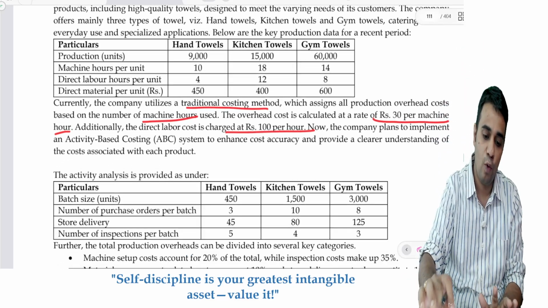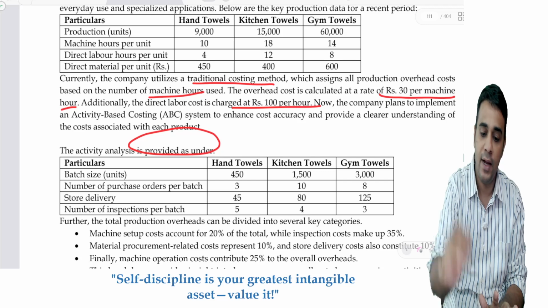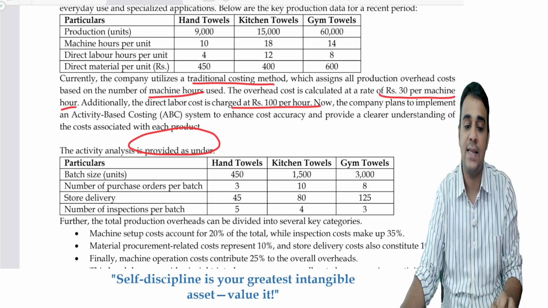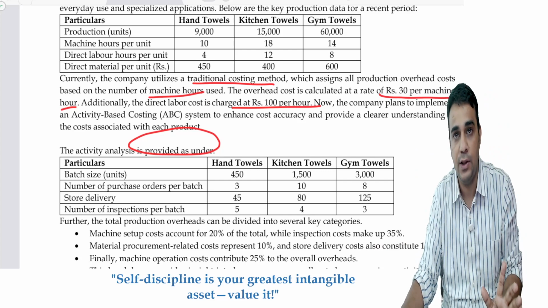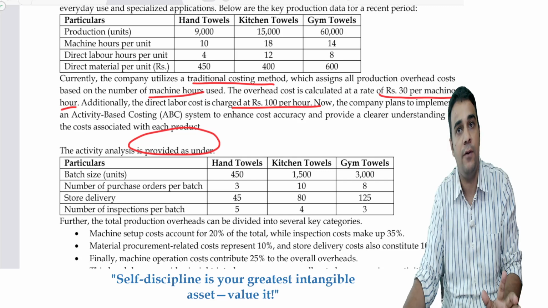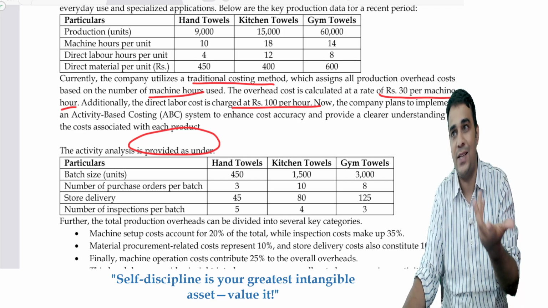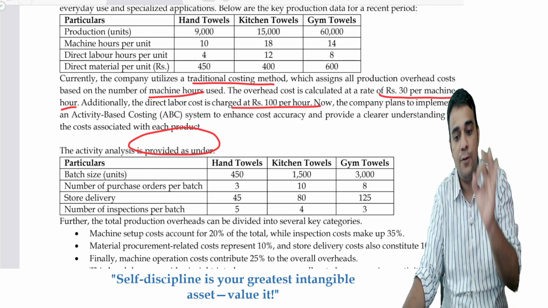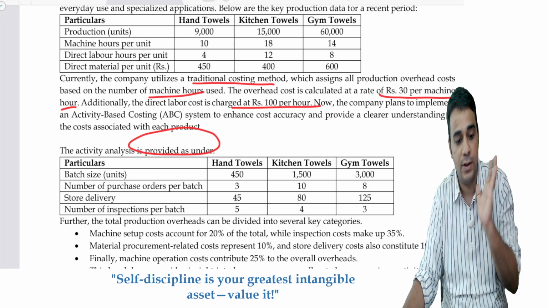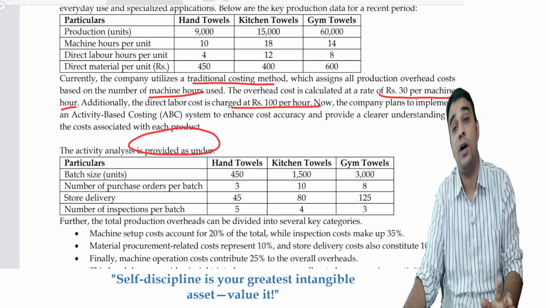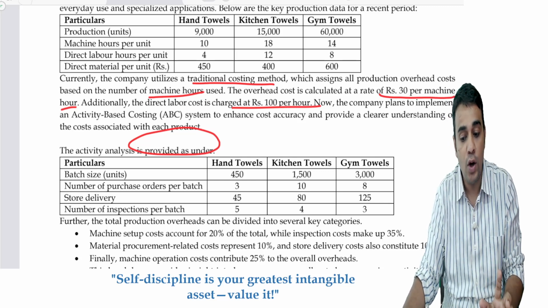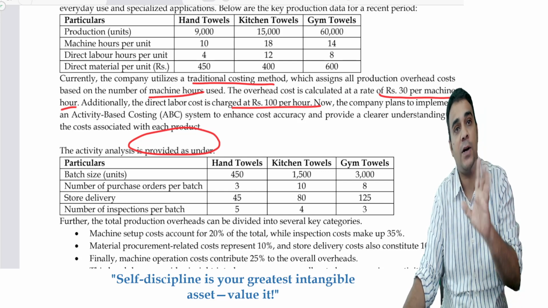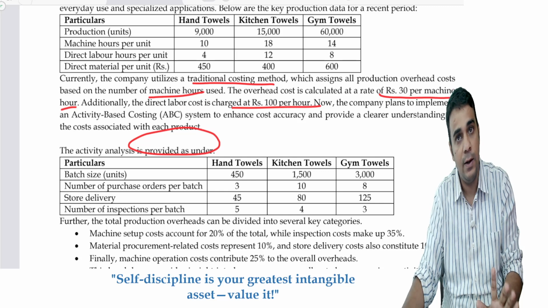Clear? Then they are saying, I've done activity analysis. Batch size: 9,000 divided by 450 will give the number of batches. Why number of batches? We don't know. 9,000 by 450, 15,000 by 1,500, 60,000 by 3,000. Number of purchase orders per batch. Store delivery. Number of inspections per batch.